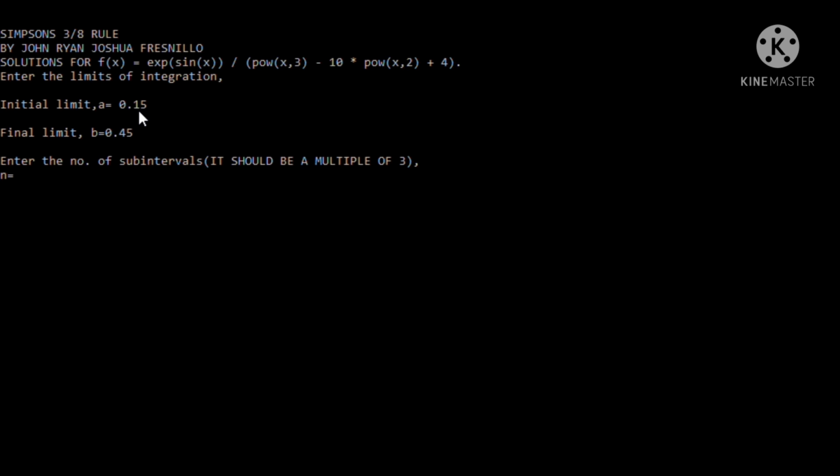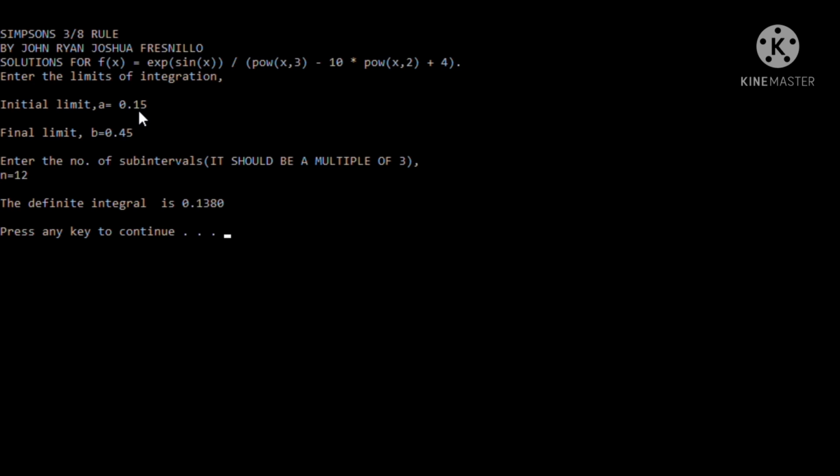Enter the number of intervals. It should be a multiple of 3. So we will use 12. So the definite integral is 0.138. As you can see, it's almost the same as what we got in the C++ program and in the Excel.